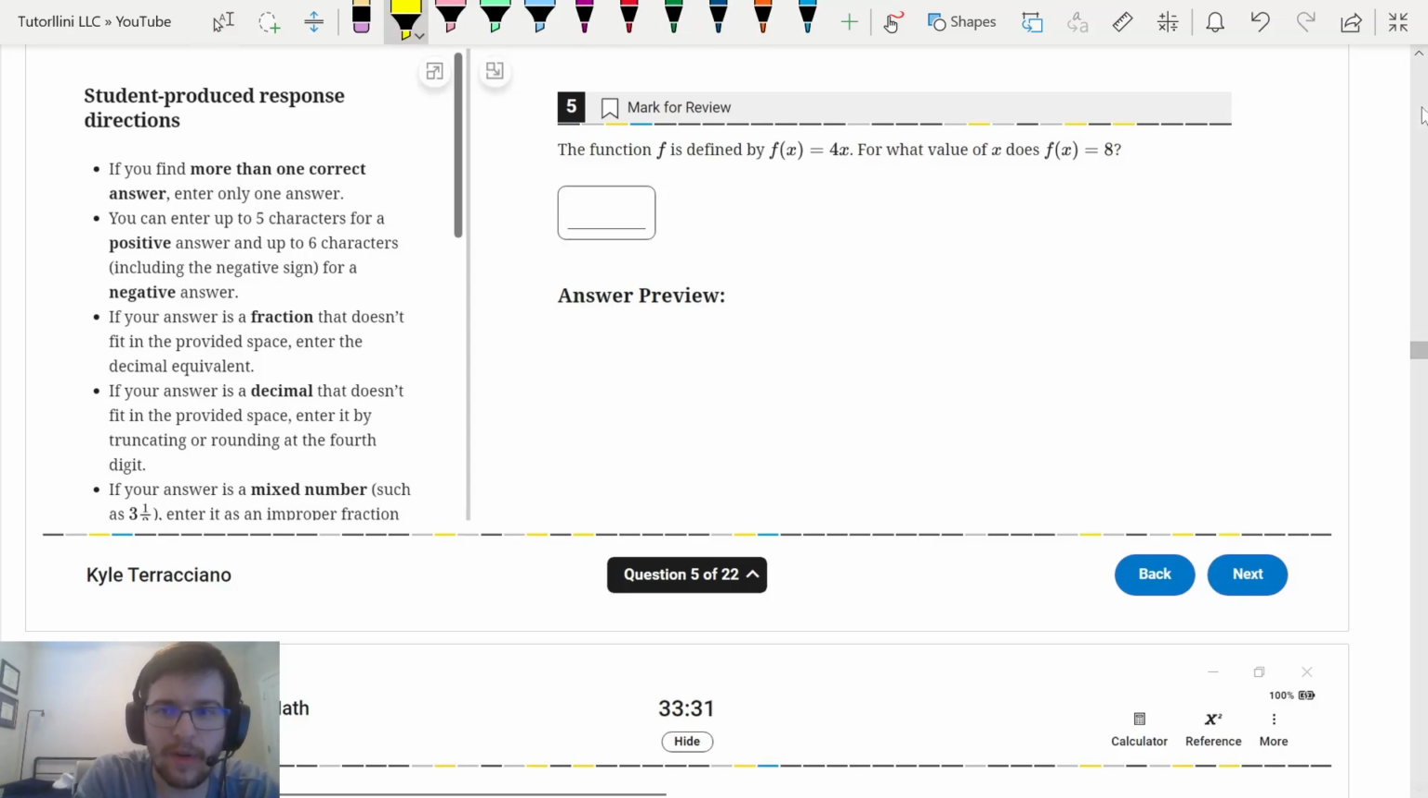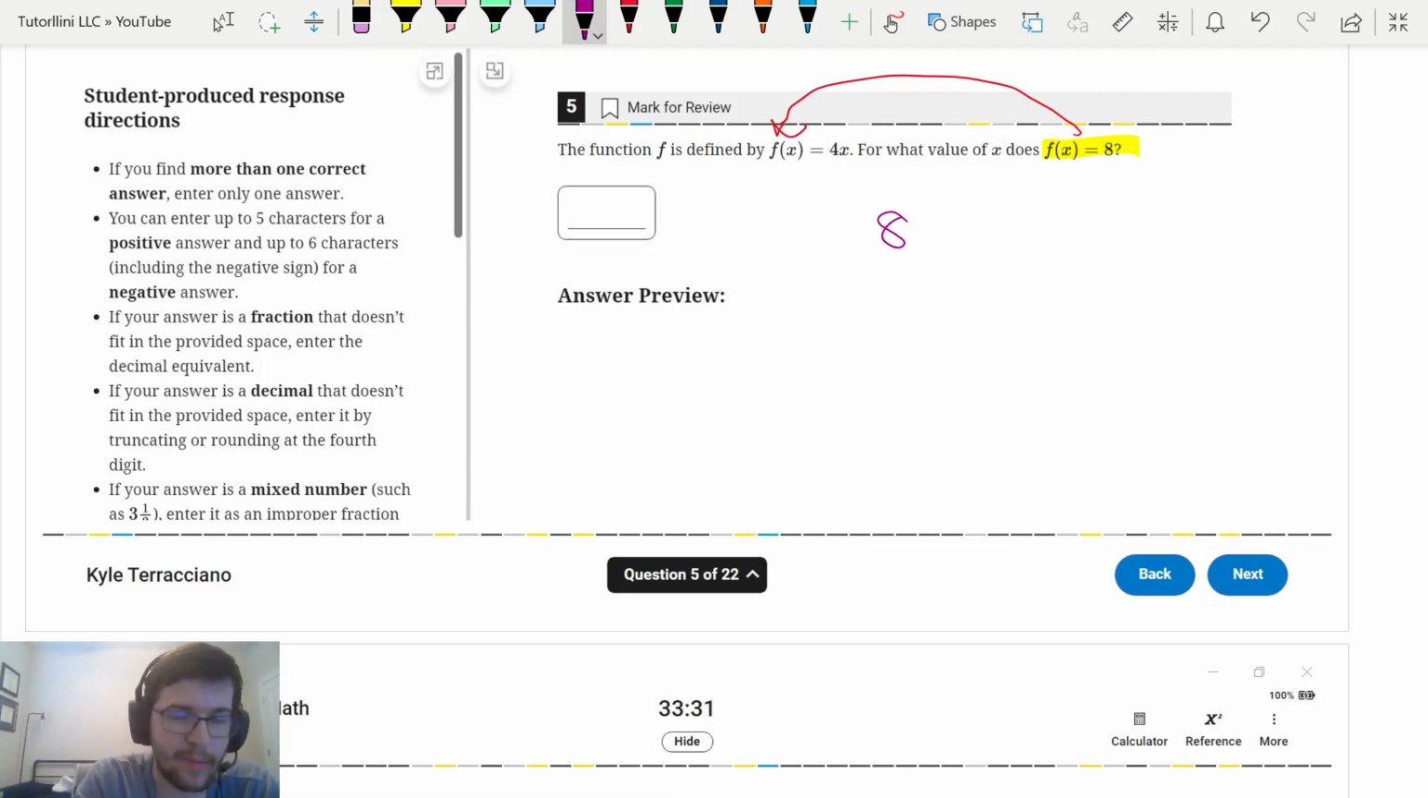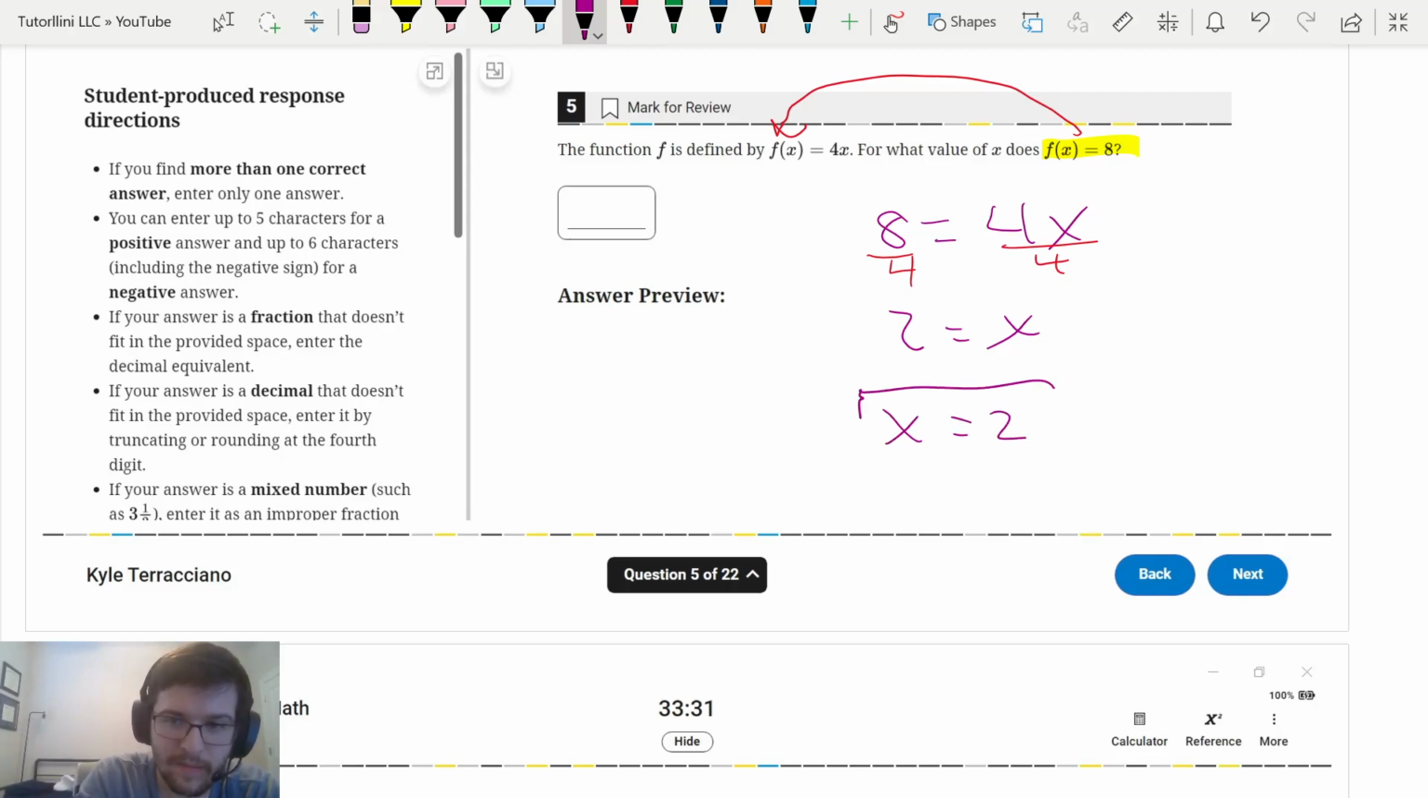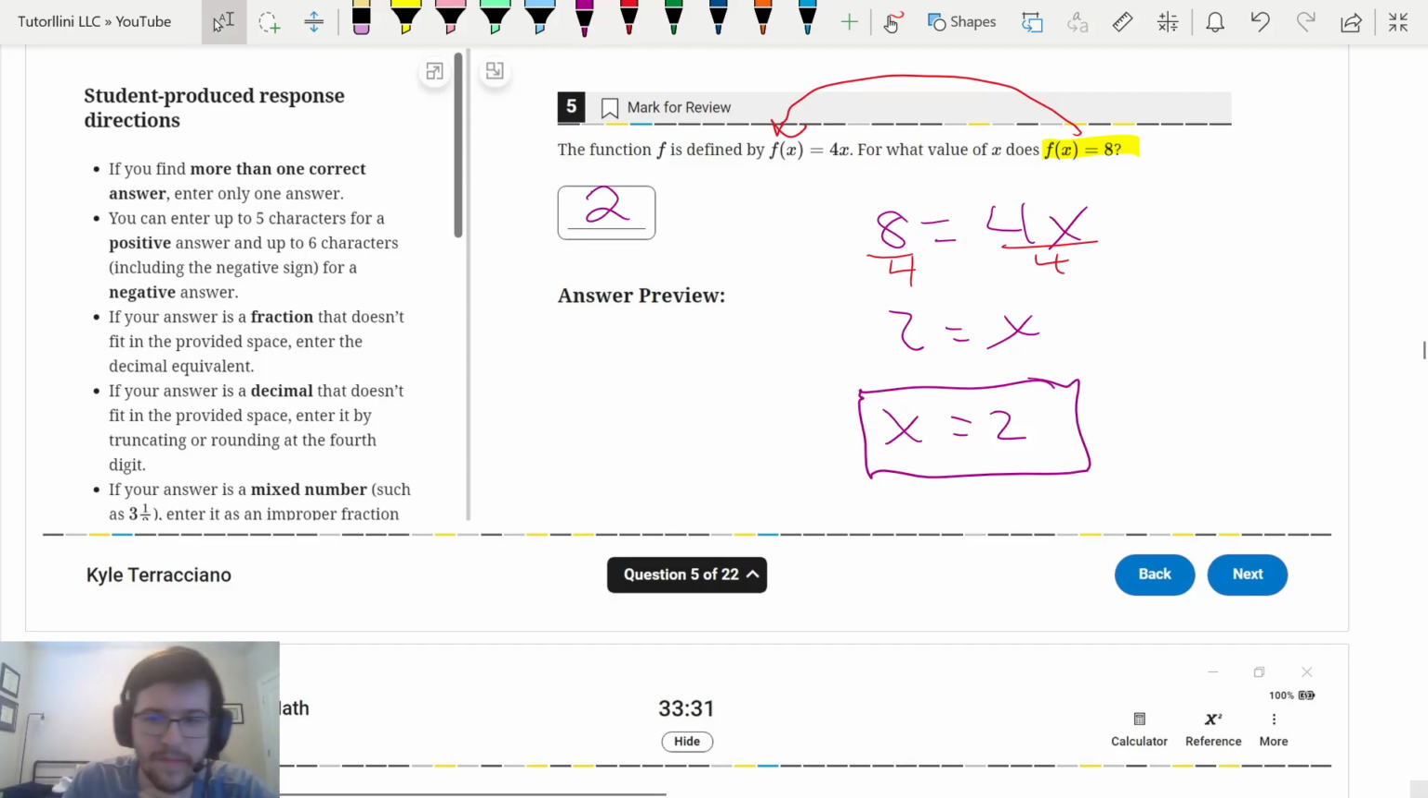Okay, so it says what value of x is f of x equals 8, so we're going to replace f of x with 8. You could also just graph both of these if you wanted to. 8 equals 4x. We divide both sides by 4, and we get 2 equals x, or x equals 2. Let me make sure that's right. Yep.